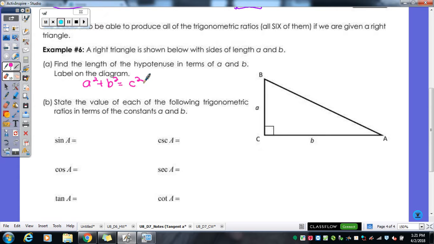A squared plus B squared equals C squared. What would we do to get C squared to be just C? Square root. So the square root of A squared plus B squared equals C. So that's what we label the hypotenuse of our triangle with, the square root of A squared plus B squared.